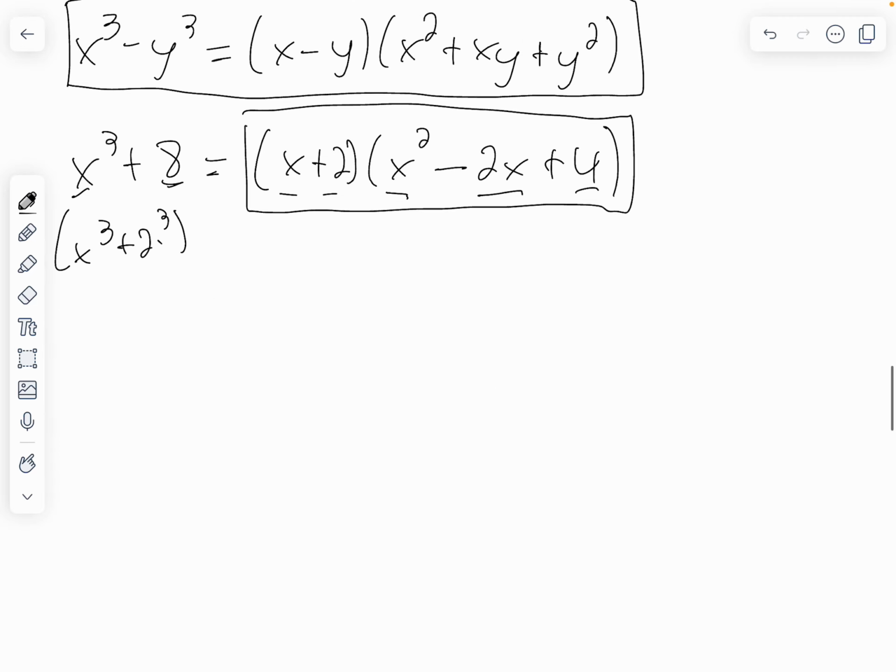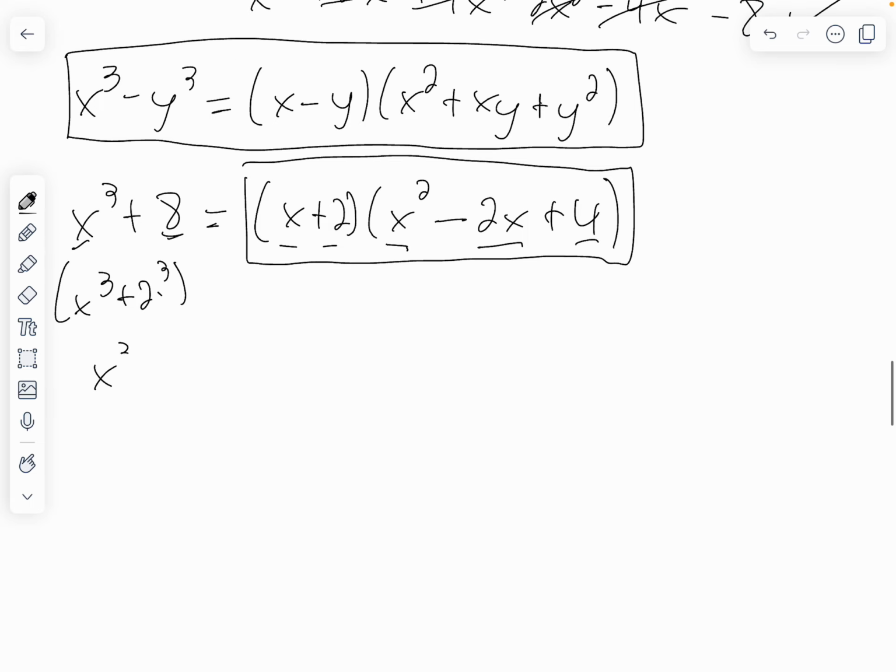Moving right along. Let's try one that's a little bit more involved here. The formula for x cubed plus y cubed, right? So this is true for any cubes that you have. x cubed, this is plus, I was right, sorry.